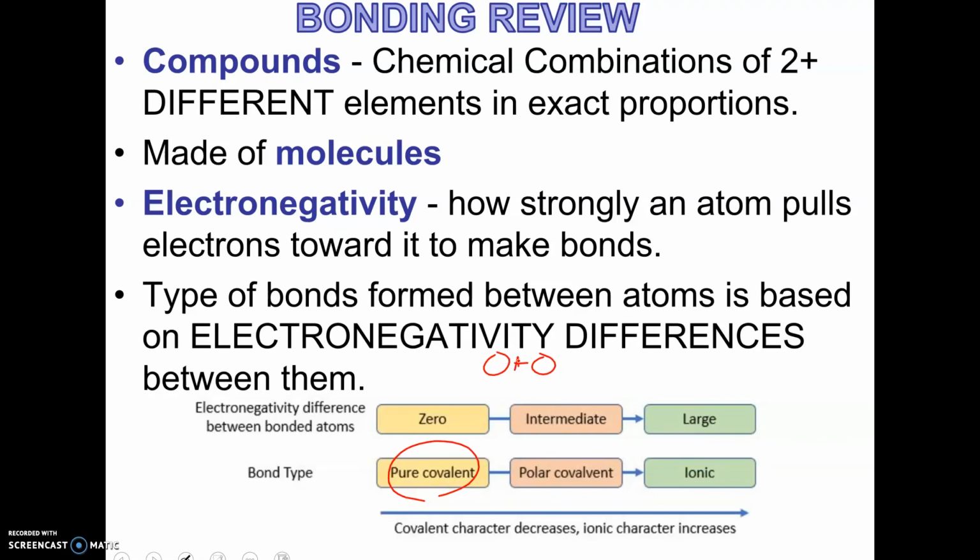The other extreme is ionic compounds. And this is where one atom has a very, very high electronegativity, and the other one has a very low electronegativity.